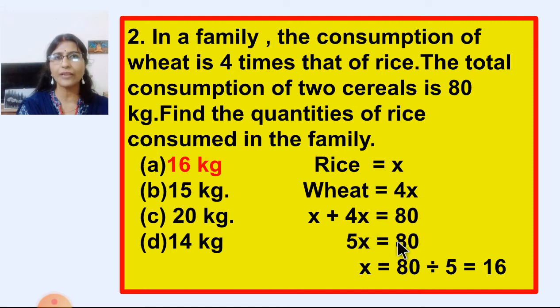Then you know how to solve it. We'll remove this 5 by dividing both the sides by 5. So it will become x, and 80 divided by 5 is 16. So the answer is 16 kg. So this way you will find out the answer.